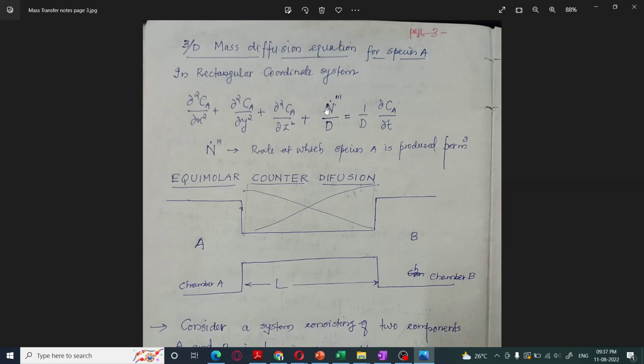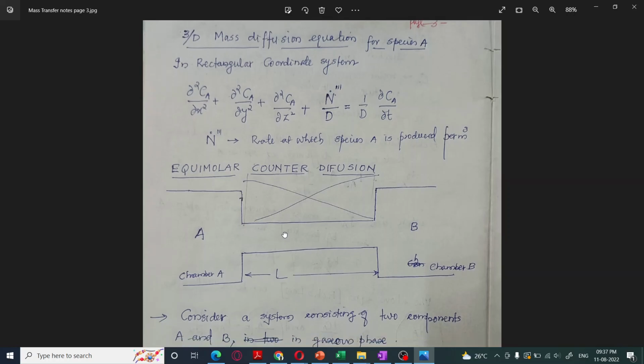So here this n triple dot I've used if there is a generation, or if there is a source of a particular component being produced. This can happen in cases where there is a chemical reaction. In that case, a particular component can be generated within the volume uniformly. Now, these are the general things which we discussed.